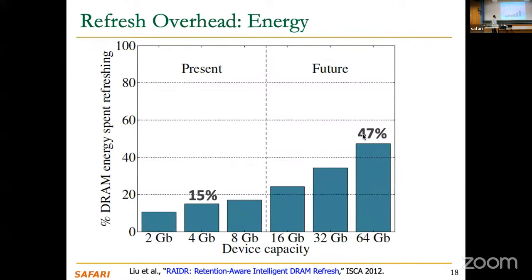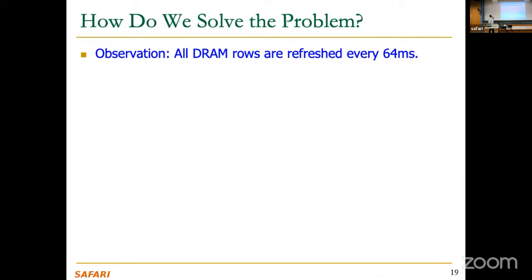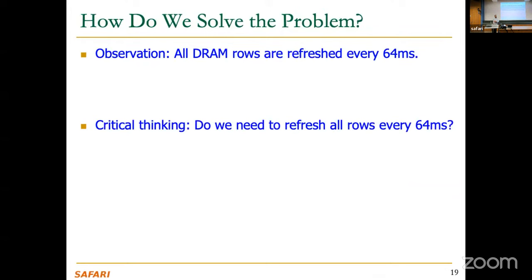And when you look at the energy, you also spend half of your energy basically doing the refresh. So how do we solve this problem? We have an observation here: all DRAM rows are refreshed every 64 milliseconds. And we need to ask a question. This is a research question, a result of some critical thinking. Do we need to refresh all rows every 64 milliseconds? We are only refreshing all rows at 64 milliseconds because the specification tells us to do so. The manufacturers tell us to do so.